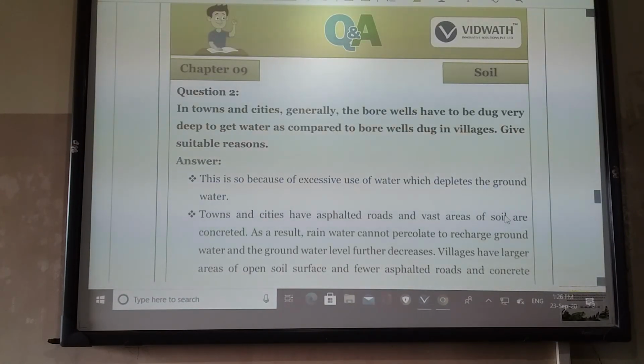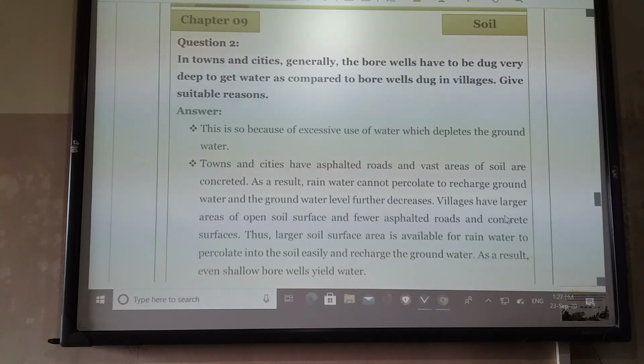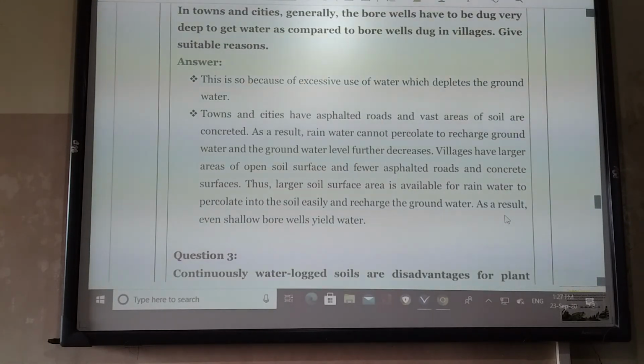In towns and cities, borewells generally have to be dug very deep to get water compared to borewells dug in villages. Give reasons. This is because of the excessive use of water, which depletes the groundwater. So excessive use of water from the groundwater is through borewells and tube wells, right?